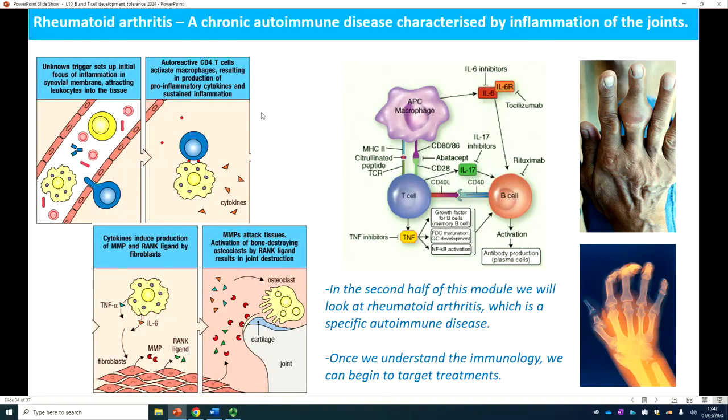And this is something that I just wanted to highlight because of rheumatoid arthritis, which we're going to talk about in the upcoming lectures in the second half of this module. Rheumatoid arthritis is essentially a chronic autoimmune disease, characterized by really large, painful inflammation within the joints. You can see that in the picture here. But the message that I want to drive home is that by understanding the underlying immunology of these conditions, we can start to design treatments or targets that can treat or prevent these conditions. So that's a really good reason for understanding the immunological basis of these diseases.